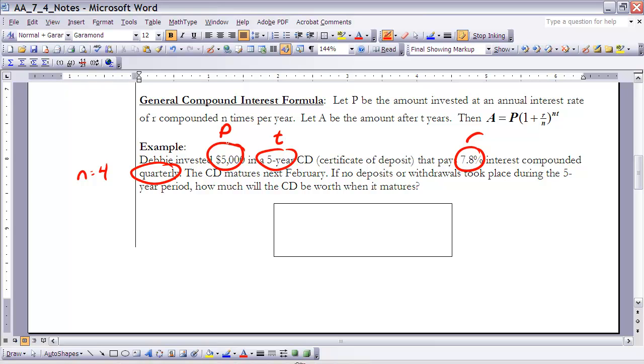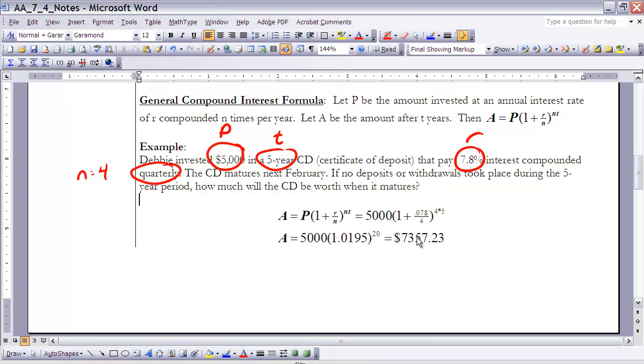The CD matures next February. If no deposits or withdrawals took place during the 5-year period, how much will the CD be worth when it matures? Well, when it matures is the amount that I'm going to have in the account after those 5 years. Okay? So what I'm going to do is take each of those values and plug them into my formula up here: A equals P times (1 plus R divided by n) raised to the nT.